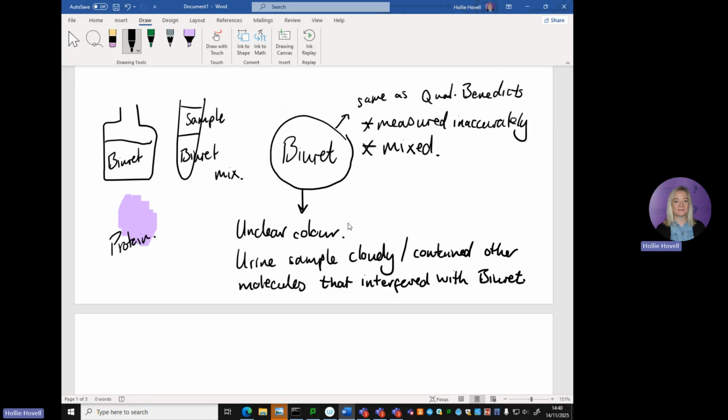So in the future, perhaps if we did it again, perhaps we need to use a different test. So, for example, we did use the reagent test strip to try and back up our findings, but you can research other things that you could have used as well, other tests.